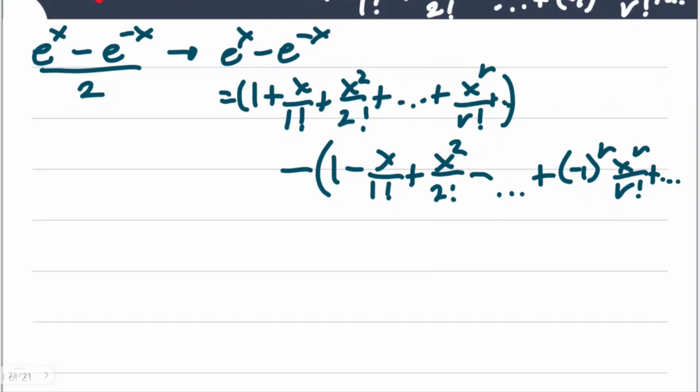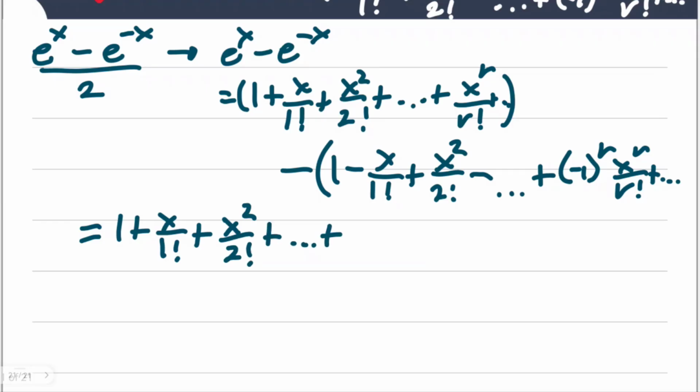By removing the grouping symbol, we'll have this form: 1 plus x over 1 factorial plus x squared over 2 factorial plus so on and so forth, again until x to the power of r over r factorial. And for the second group, since this is preceded by a negative sign, all the signs inside will be changed. So we have here plus, minus 1 rather.